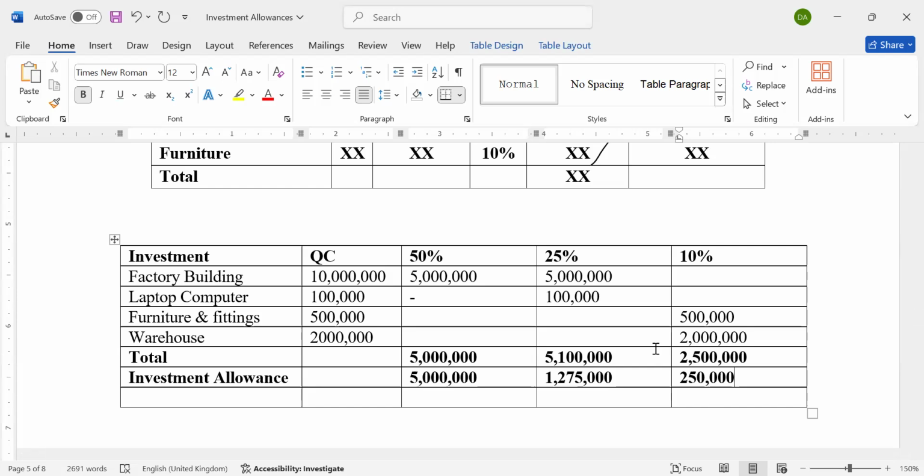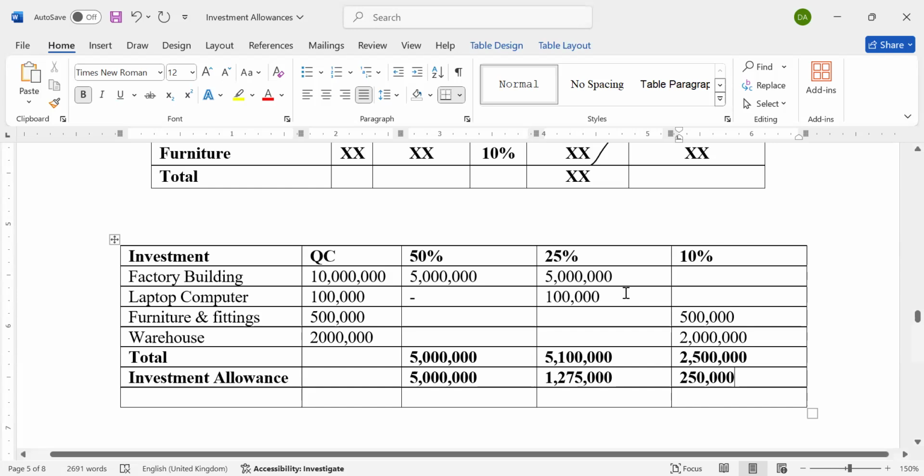So the current act does not talk about calculating proportionately for the part of the year. But the previous act really was very clear. So I don't know what the case is now. But now, this is what is happening.